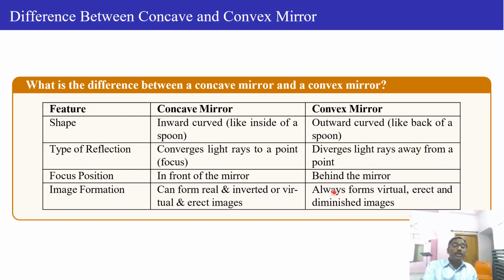Now coming to image formation. How will a concave mirror form the image? It can form real and inverted or virtual and erect images. Real image means if we are able to catch the image on a screen, then it is known as a real image. What is a virtual image? If we are unable to catch it on the screen, then we say the image is virtual.